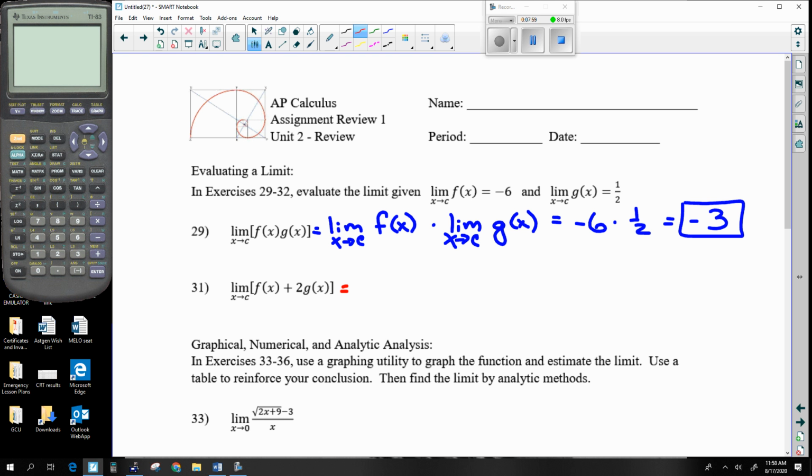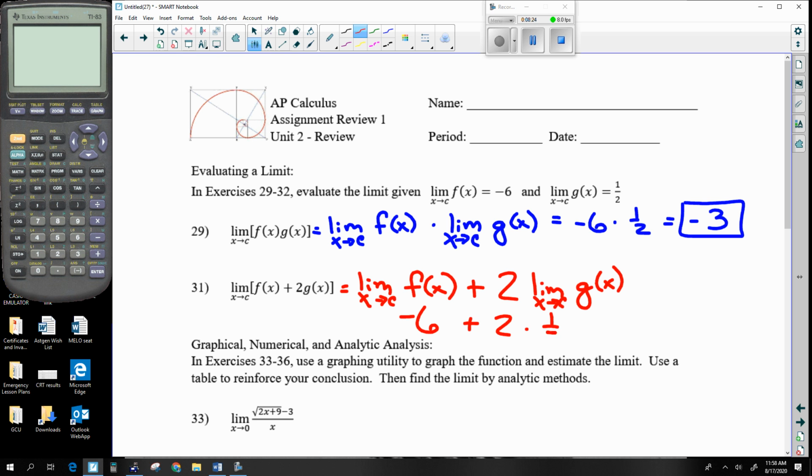Same with this. This is the limit as x goes to c of f of x, the addition, and you also take out the 2. So an inside constant multiple becomes a multiple on the outside. So again, this is -6 plus 2 times 1/2. So 2 times 1/2 is 1. The multiplication takes place before the addition. So this is -6 plus 1. This is -5.